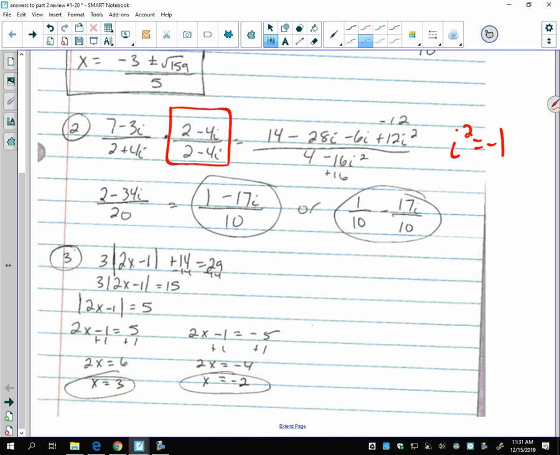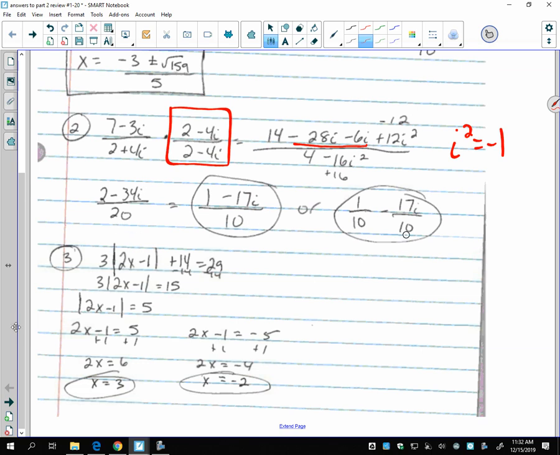So this is my work here. I distribute the top out, and then I can combine these two together. So -28i minus 6i was -34i. And again, i squared is -1. So this plus 12i squared is really minus 12. So I got this answer. But again, it's a fraction, so reduce. Everything's divisible by 2, so I got this answer.